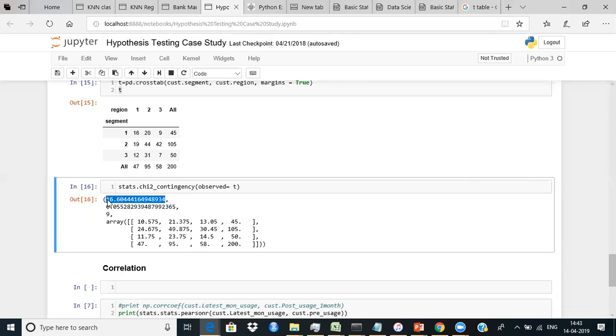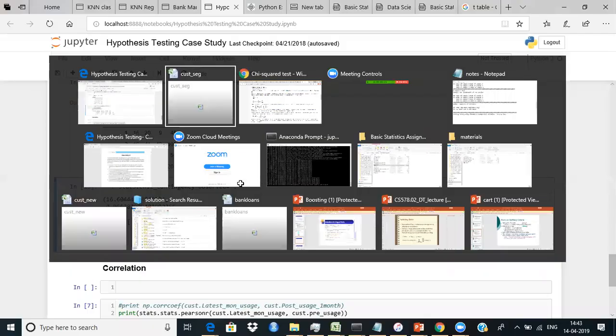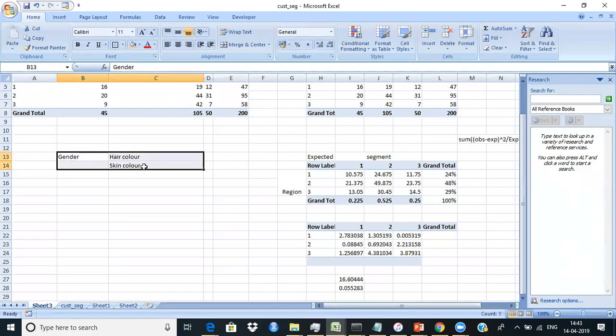Sir, chi-square is always a two-tail test. See, by default, it will get calculated in this way, right? So if you know the Python function, that should be okay. But when you go for an interview, you cannot say that the way to do a chi-square test is to write stats.chi2_contingency. That is not the correct answer. So this is the chi-square test.